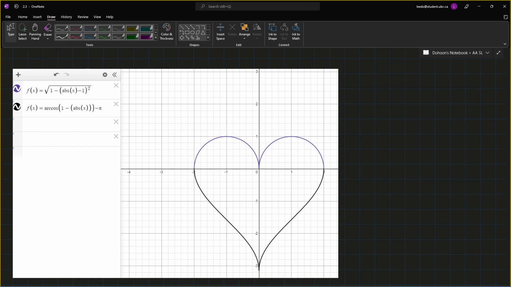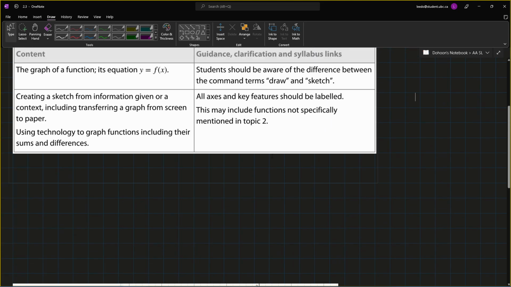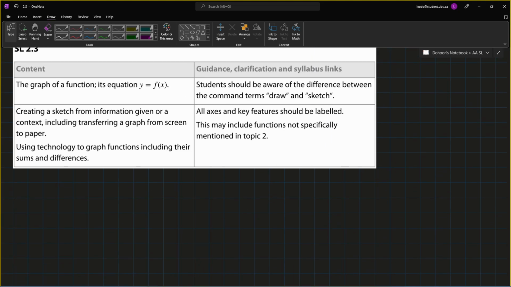Anyways, so now we know why we graph a function. How do we do it? Well, there are two command terms that we should know. Sketch and draw. Sketch means represent by means of a diagram of graph. The sketch should give a general idea of the required shape or relationship and should include relevant features.